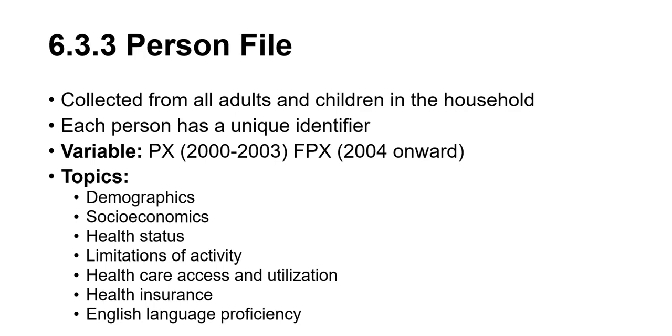Other topics collected within this file include demographic information, socioeconomic information such as education, health status, limitations of activity, healthcare access and utilization, health insurance, and English language proficiency. Also, information about where someone is born, so whether or not they were born in the U.S. or whether or not they were born in a country outside of the U.S. is included in this file.